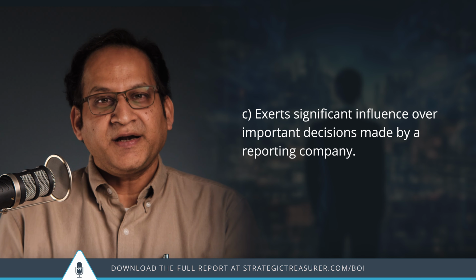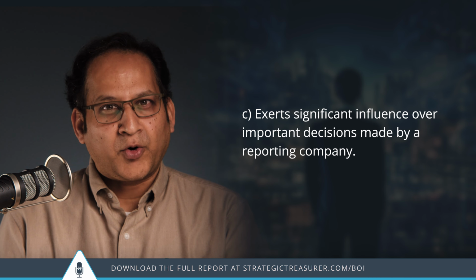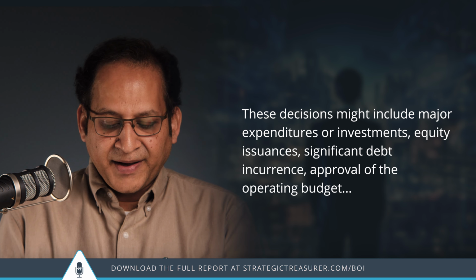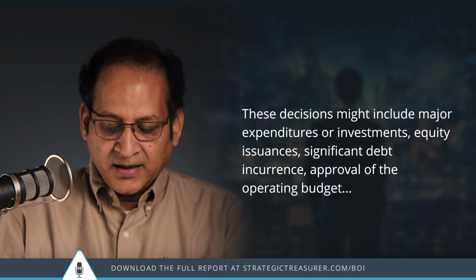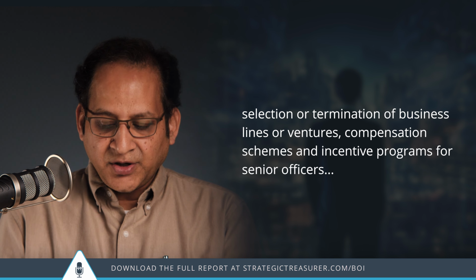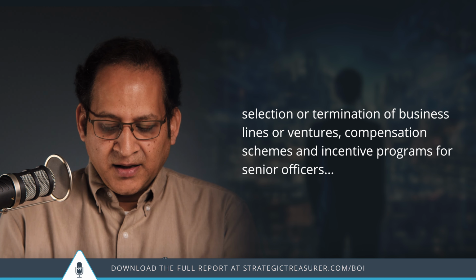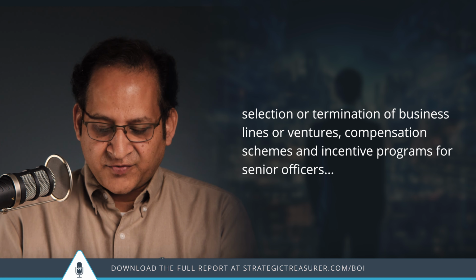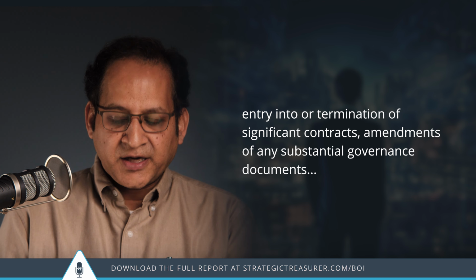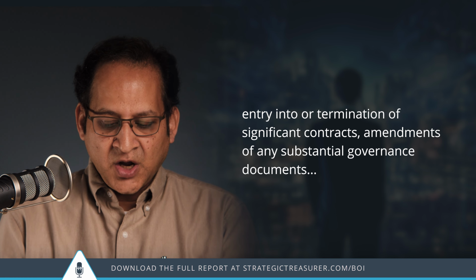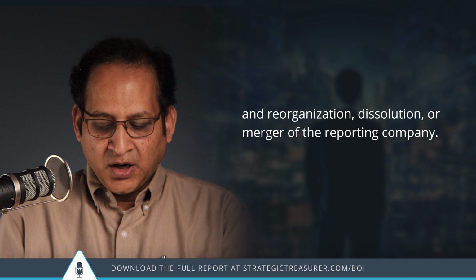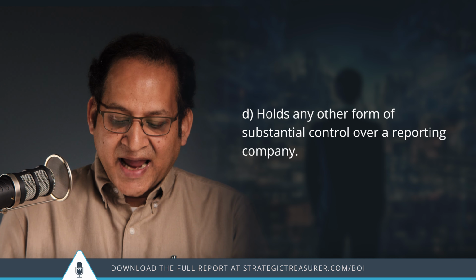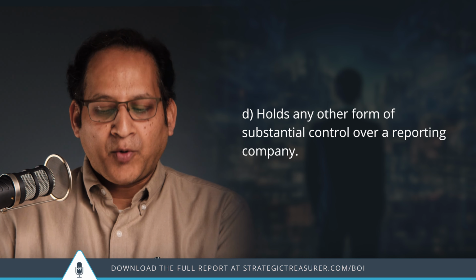C. exerts significant influence over important decisions made by a reporting company. These decisions might include major expenditures or investments, equity issuances, significant debt incurrence, approval of the operating budget, selection or termination of business lines or ventures, compensation schemes and incentive programs for senior officers, entry into or termination of significant contracts, amendments of any substantial governance documents, and reorganization, dissolution, or merger of the reporting company. And last but not the least, D. holds any form of substantial control over a reporting company.